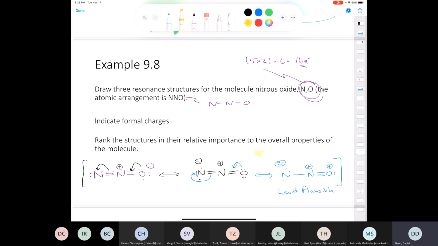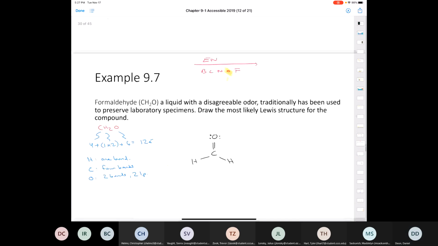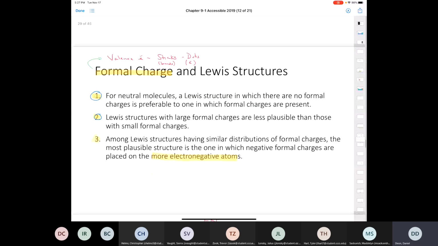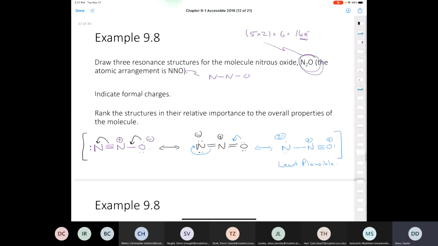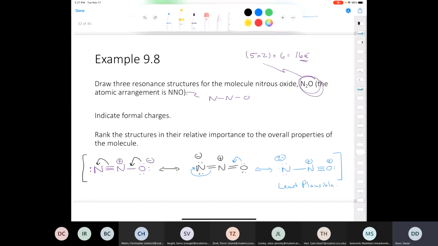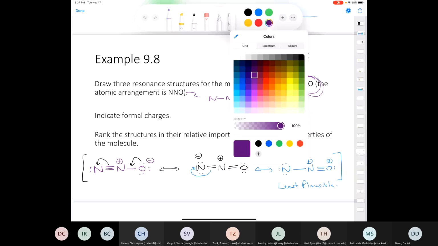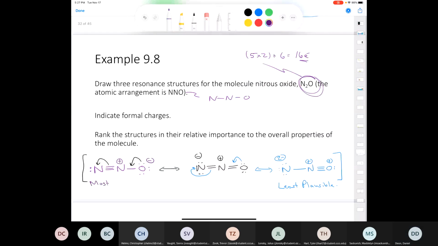Now, if I want to compare these two here, they both have the same number of formal charges with the same magnitude. Which one of these would be the most plausible Lewis structure? Would it be the one in purple or the one in black? If you go back to that first slide, it says, among the Lewis structures having similar distributions of formal charges, the most plausible structure is the one with a negative formal charge on the most electronegative atom, which would be oxygen. And so if I go back to my answers, the most plausible Lewis structure here is going to be this guy, most plausible.